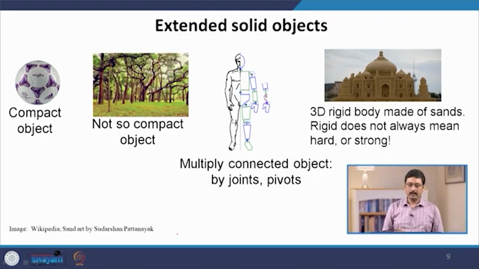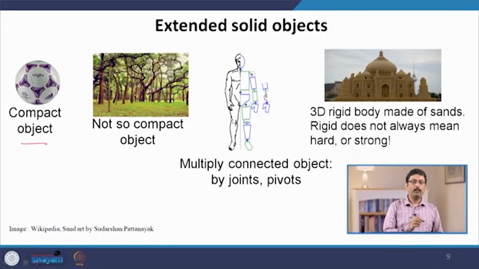The next examples of systems that we will be interested in this course are objects which cover some area, extended objects. Their structure and size cannot be ignored, and here are a few examples. They can be of different types. For example, this is a compact object, then these objects can be not so compact, such as this tree in this photo.